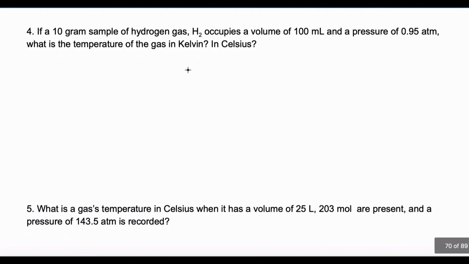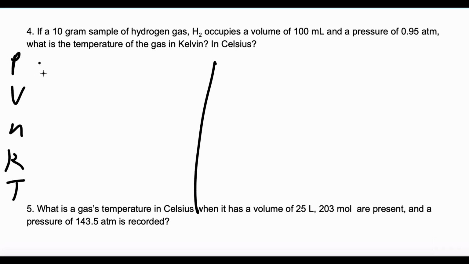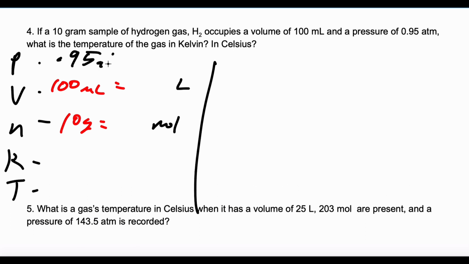All right, number 4. So, boom. P, V, n, R, T. 10 grams of hydrogen gas. Okay, so again, that's not in moles. So 10 grams, and we're going to be looking for the answer in moles. 100 mils, that's not in liters. So 100 mils, we're going to be looking for the answer in liters. Pressure 0.95 atmospheres, that's fine. We know that R is always 0.0821, and they want it in Kelvin and degrees Celsius, just like last time.